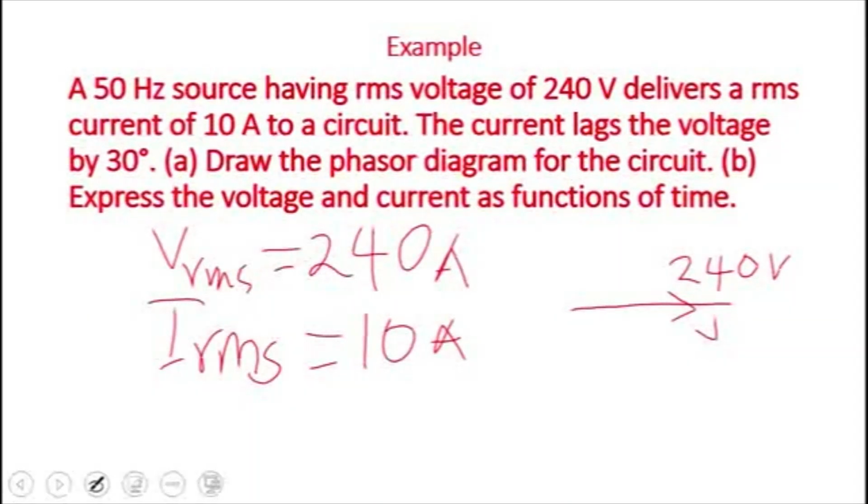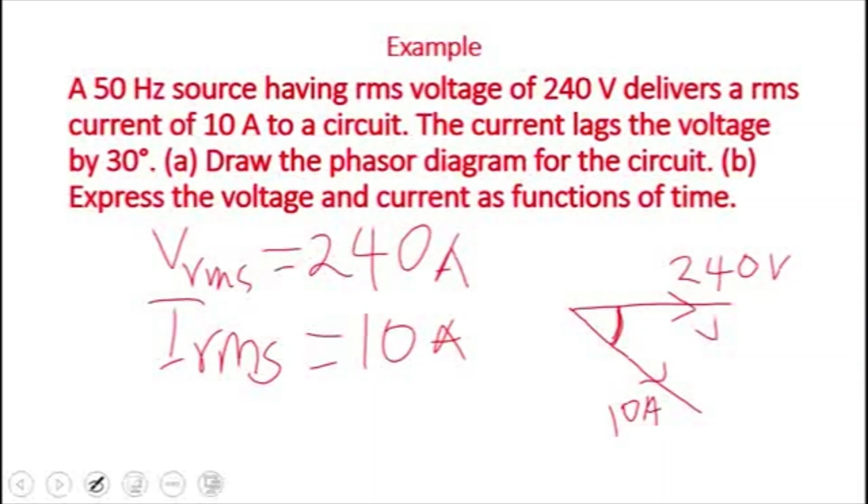And the current has an RMS value of 10 amperes. For lagging, it's in this direction. So going to the right, towards the positive y-axis, it leaves, and then coming away from it, getting to the negative y-axis, we say it is lagging.